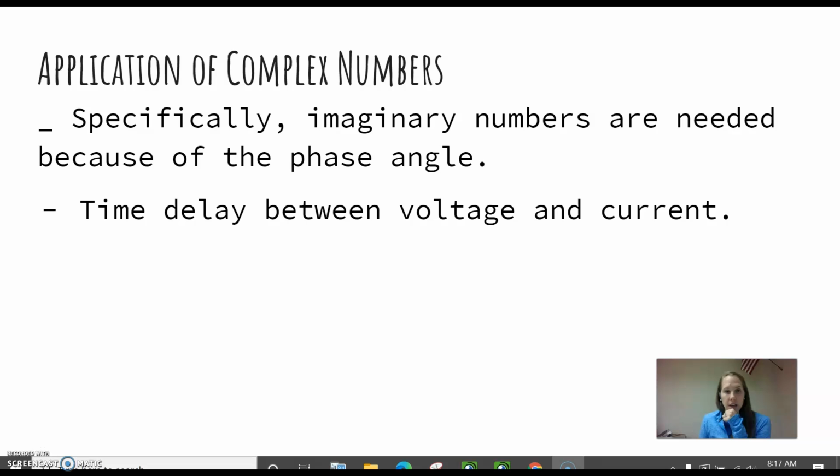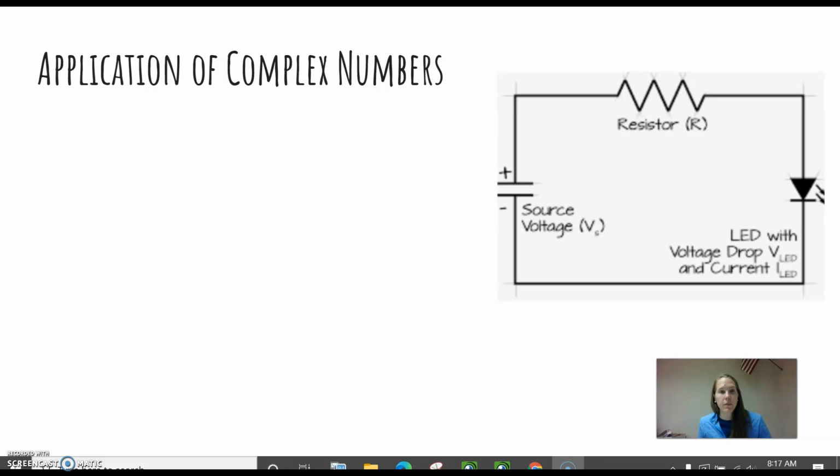So specifically, imaginary numbers are needed when working with the phase angle. There's a time delay between the voltage and the current, so to offset that, by using another component, the imaginary numbers, we can work with that time delay.